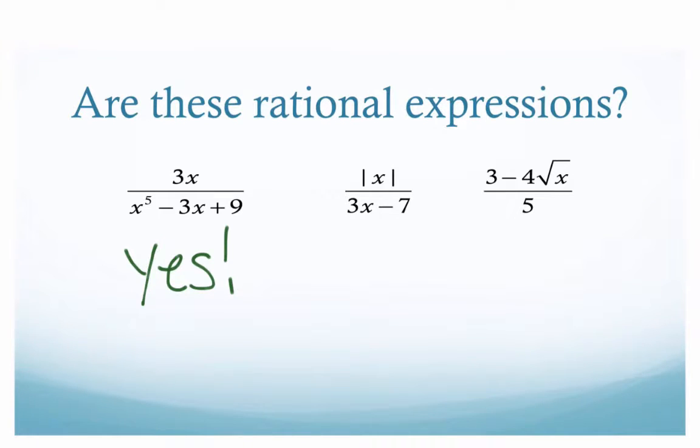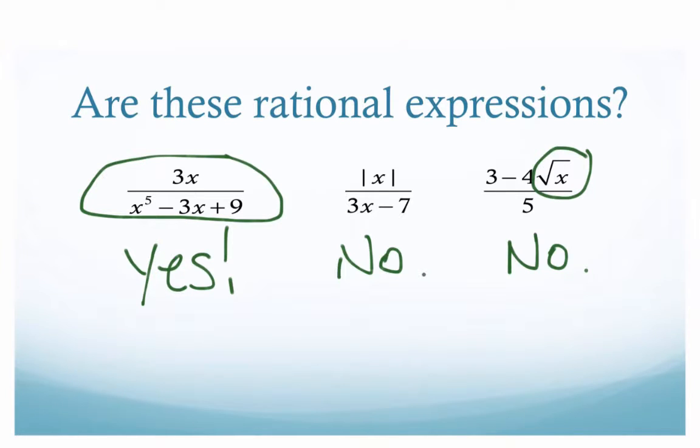The second one, I have the absolute value of x. Well, right there we could stop. Absolute values are not polynomials. In our third example, I have 3 minus 4 times the square root of x. Again, we could stop right here. Square roots are not polynomials. So this is generally what we're going to see for a rational expression. One polynomial over another polynomial. And those polynomials could have any number of terms. It really doesn't matter as long as it's a polynomial.